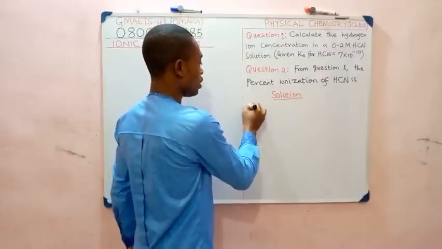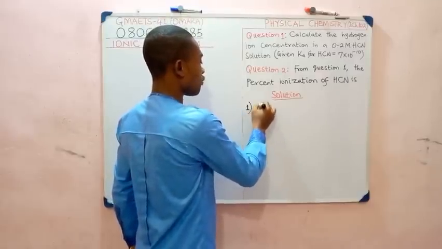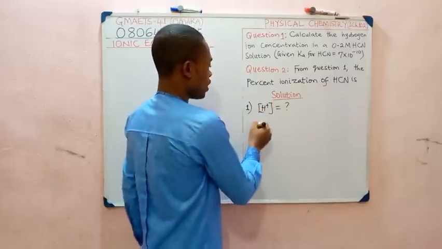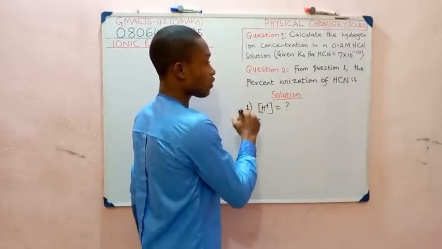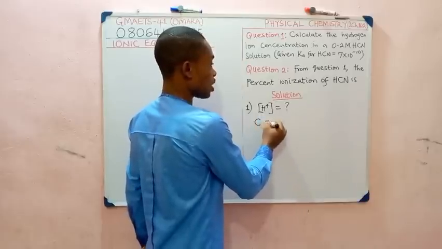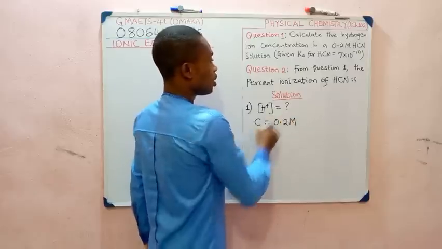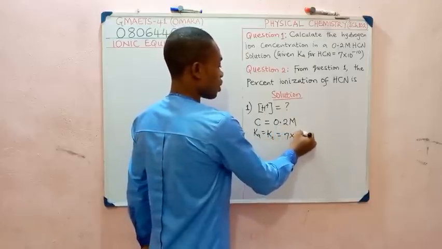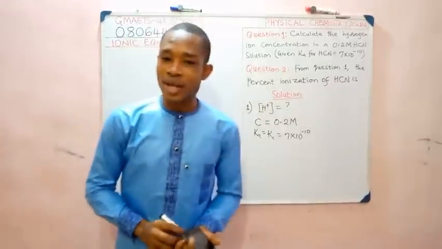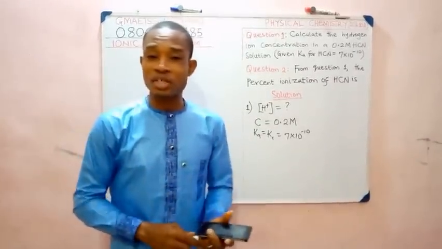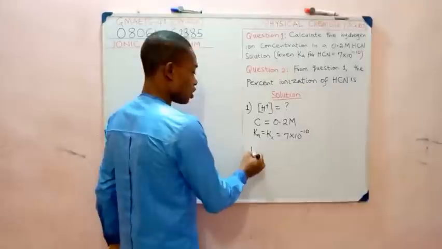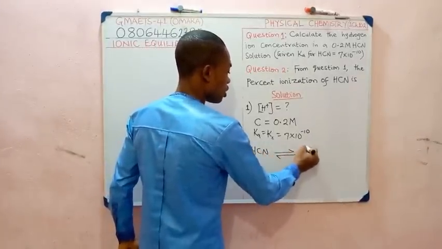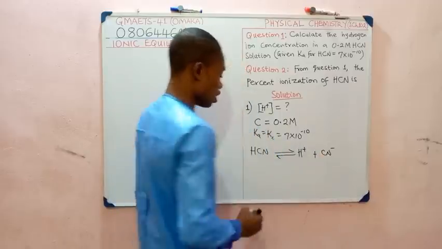We are calculating the concentration of hydrogen ion. So I'm going to write that. Let this represent the concentration of hydrogen ion. We don't know. Then the concentration of the solution, that is the concentration of HCN, was given to us, and that is 0.2 molar. Then we know our Ka value, which is the same as Kc, that is 7 times 10 raised to the power minus 10. So the first thing we have to do is to write the dissociation equilibrium reaction for hydrogen cyanide. Hydrogen cyanide undergoing dissociation will give us hydrogen ion plus cyanide ion.